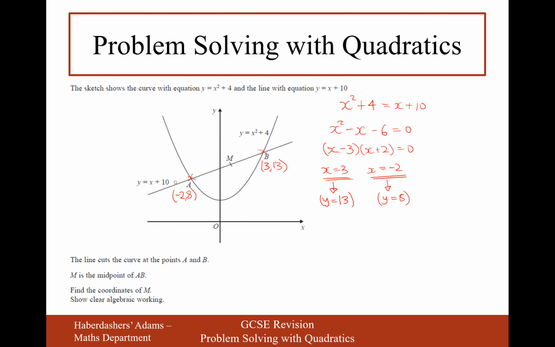Now we need to work out the midpoint of these two coordinates. So what's the middle value between the x coordinates? That will be 0.5, positive 0.5. It's just ever so slightly on the positive side. And then for 8 to 13, a shortcut way of working out the midpoint is just to find the average. So 8 plus 13 divided by 2, 10.5.